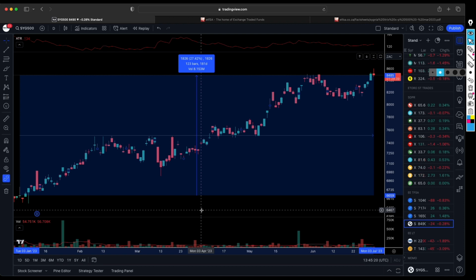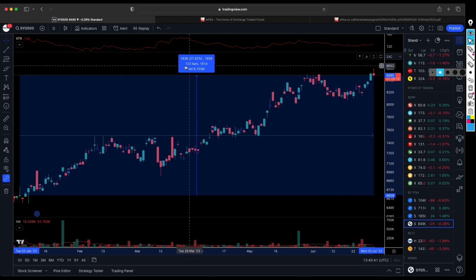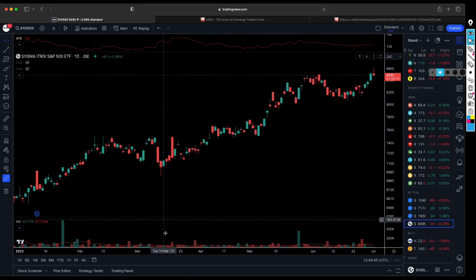But remember, some of us are doing rand cost averaging, meaning that we invest maybe at least once per month or every week, depending on your frequency of investing. So if you started with a lump sum at the beginning of the year, you would be up by 27%. But if you have been making regular contributions, then your growth won't necessarily reflect this 27%. But that is just for year to date.